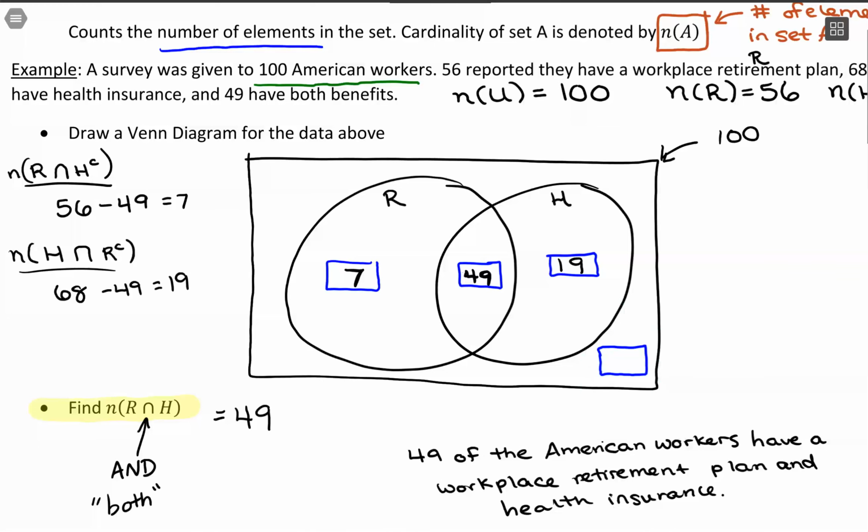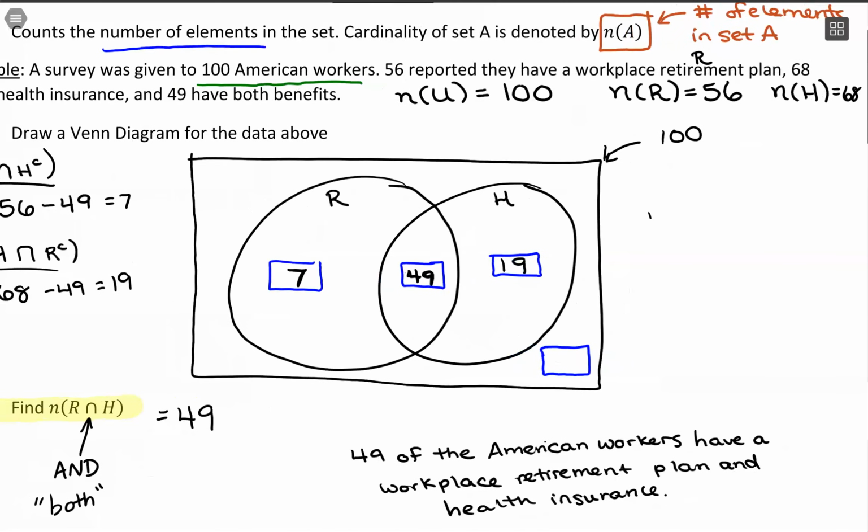And then our last one here is basically everything that's left over. So in terms of notation, what that would look like is, and I'll actually write it over here, it would be this cardinality for no retirement and at the same time no health insurance. So they don't have either. And what we could do is think about how there's overall 100 people answered, take out those 7 that only have a retirement plan, take out those 49 that have a retirement plan and health insurance, and take out those 19 that only have health insurance. And that should leave us with 25 left over.